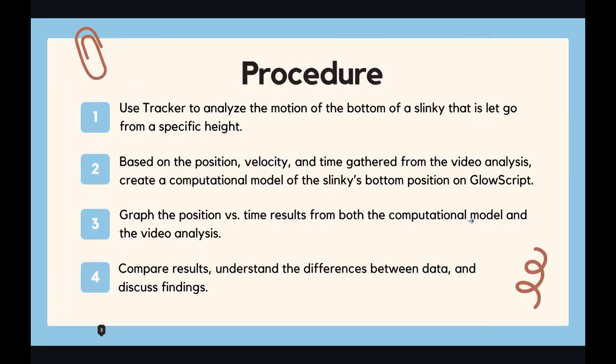So we first use Tracker to analyze the motion of the bottom of a slinky that is let go from a specific height. Then, based on the position, velocity, and time gathered from the video analysis, we created a computational model of the slinky's bottom position on CloseScript. Then we graph the position versus time results from both the computational model and the video analysis, and we compare results, understand the difference between the data, and discuss findings. Now let's take a look at the actual motion we analyzed.